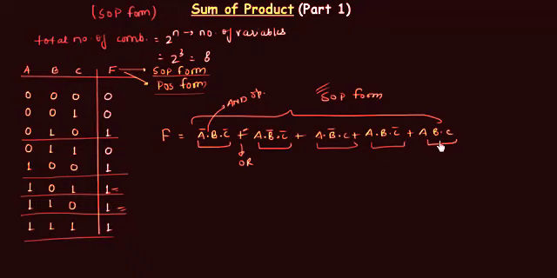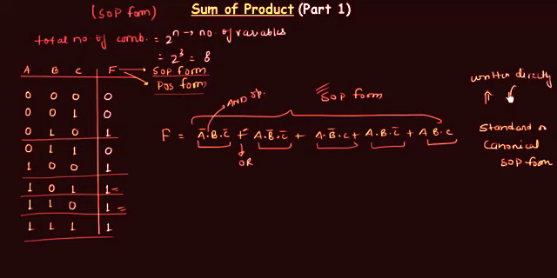And this particular form I call as the standard or canonical SOP form. I am calling it standard or canonical because I am writing it directly from the truth table. The standard or canonical form is written directly from the truth table. You can also minimize this and you can have your minimal SOP form that I will explain you in a minute.